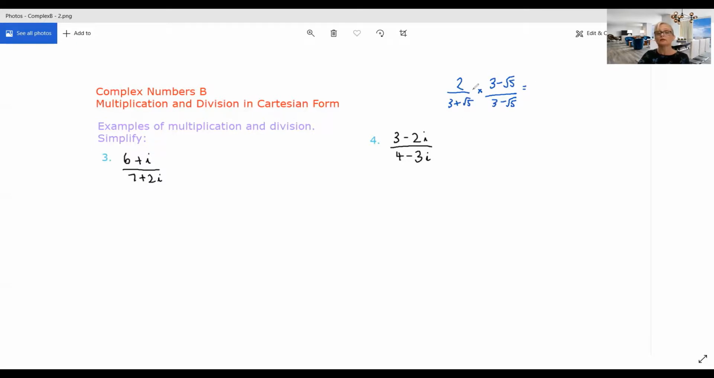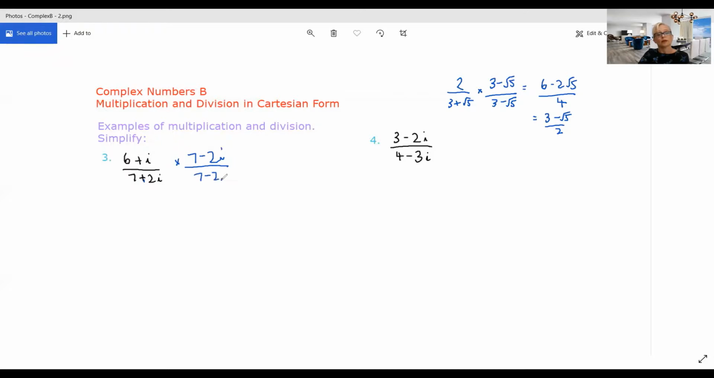So the numerator will end up being 6 minus 2 root 5. Just expanding out. Normally you'd take an extra step to do that. Your denominator will be 9 minus 5, which is 4. And you can actually divide the whole lot by 2. So you get 3 minus root 5 on 2. We're going to use a very similar strategy here in that we're going to multiply by, and it's actually called the complex conjugate. So what do you think the complex conjugate to 7 plus 2i would be? Well, how about 7 minus 2i?